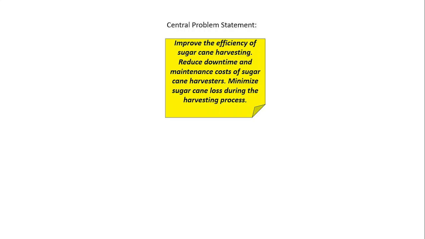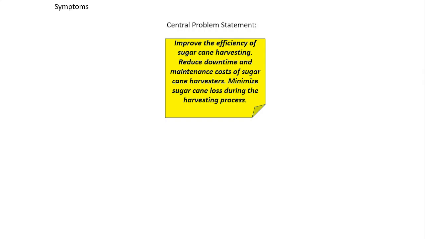First, I wrote the central problem statement on a sticky note, a large yellow one. In that I wrote: improve the efficiency of sugarcane harvesting, reduce downtime and maintenance cost of sugarcane harvesters, and minimize sugarcane loss during the harvesting process. I collected these problems from the farmers. In my city, there are a lot of sugarcane farms and sugarcane industries available. I collected these problems from industry and farmers, so I wrote the problem on the larger yellow sticky notes.